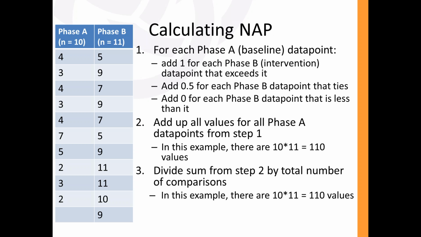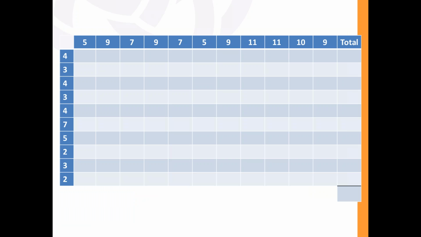This is where that sheet that you got comes into play, right? You all should have this in front of you. The values going down here are the baseline data points, right? So we know that it's 4, 3, 4, 3, 4, 7. That's that big outlier that we saw before. And then going across are all the intervention data points.